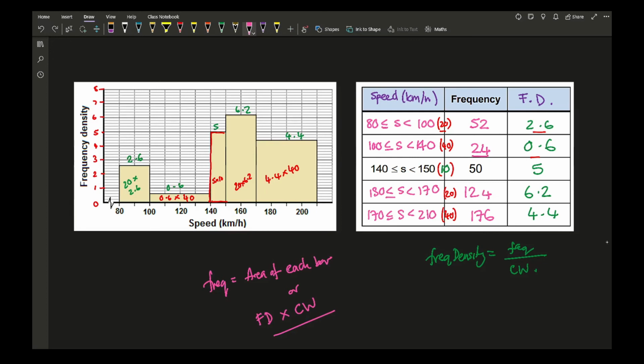And again, just make sure that you're reading the questions carefully. Like I said, big mark questions will ask you to complete the whole table. 1 or 2 mark questions would ask you just to work out one specific group, where you just need to work out the area, or work out the class width, work out the frequency density, and then just multiply the two numbers together, and you are done.